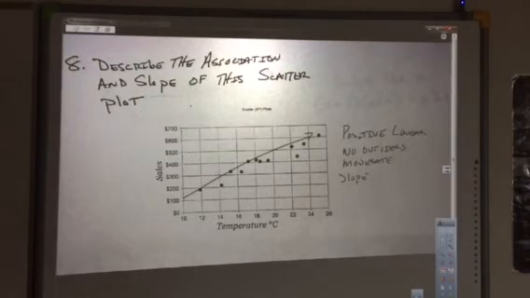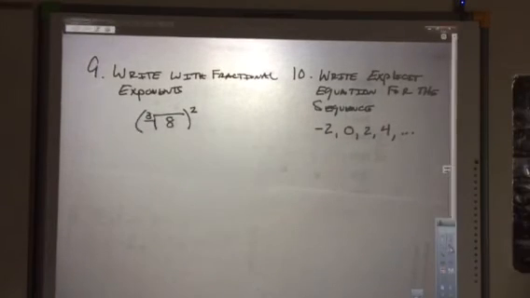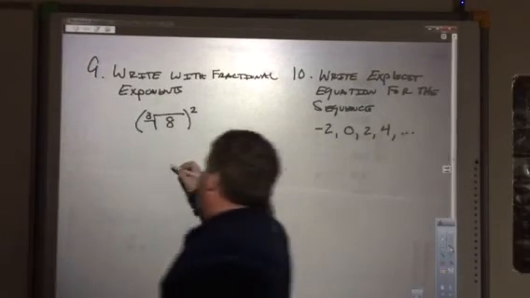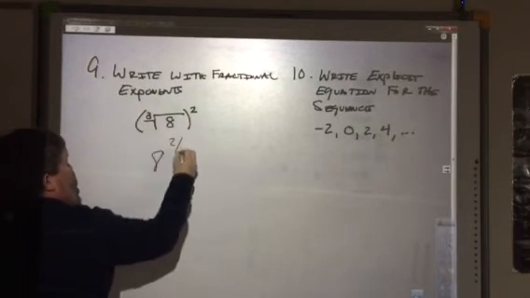On number 9, again, we're working with fractional exponents. So remember the number in front stays. The exponent outside stays on top. The root goes on the bottom.